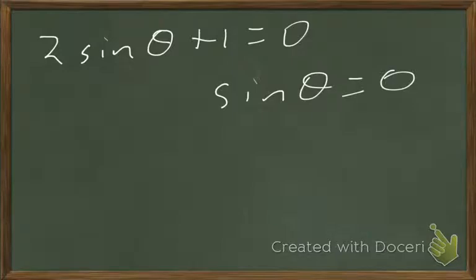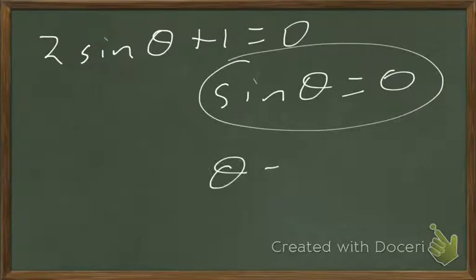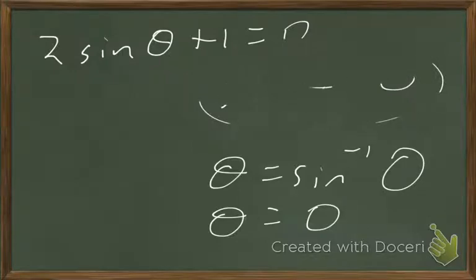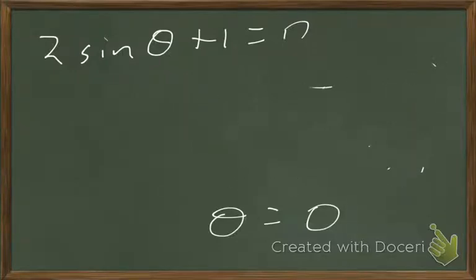Okay, now once again, with this guy, this will be easy. So theta is equal to sine inverse of 0. So theta is 0. That's one of our answers. So we've got that one taken care of, so theta equals 0.